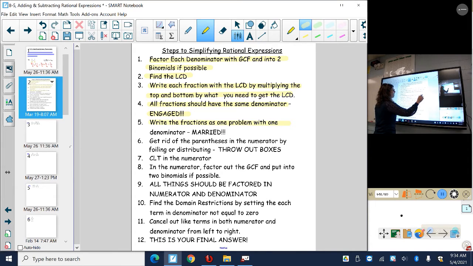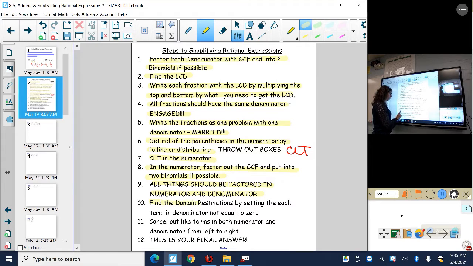Then you're going to write the fractions with one denominator, meaning now you're married and you're in one house, okay? You're going to get rid of the parentheses, and you're going to unpack all your boxes, which means you're going to throw away anything that is doubled, okay? You're going to combine like terms. So this is going to be your combine like terms phase, okay? You don't need two toasters, you don't need two blenders, so you're going to toss out the boxes. You're going to combine like terms, and in the numerator, you're going to factor out the GCF and put it into two binomials, just like we did before. And all the things should be factored in the numerator and denominator once it's completely factored.